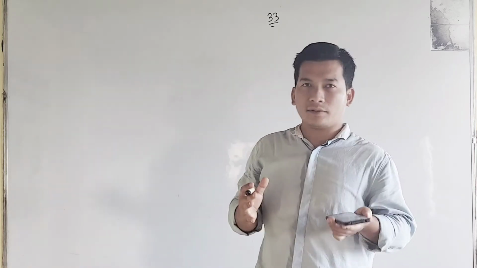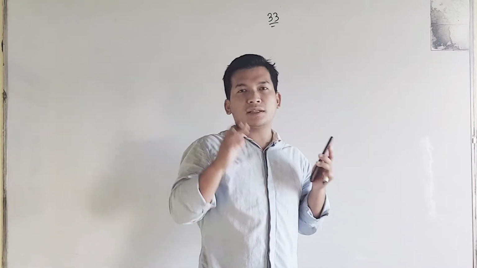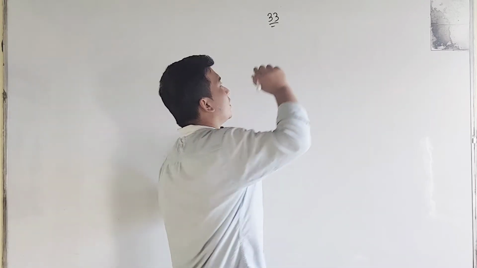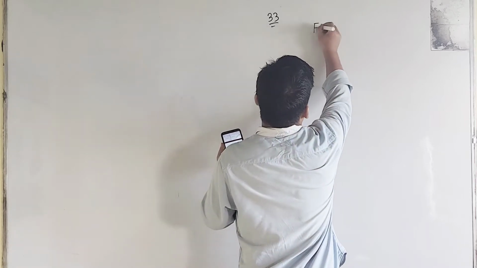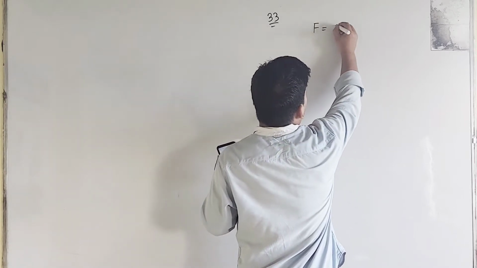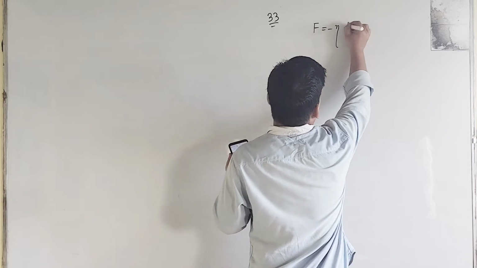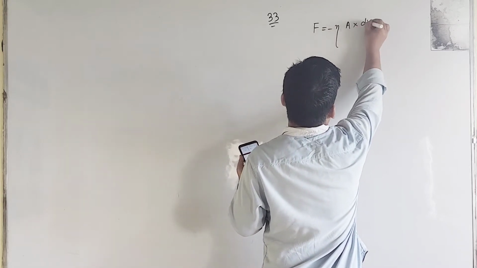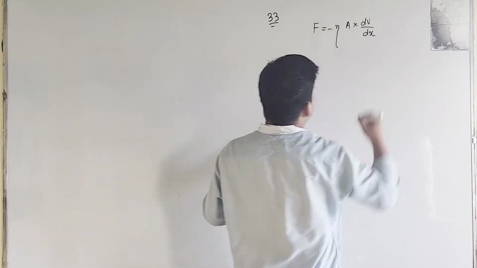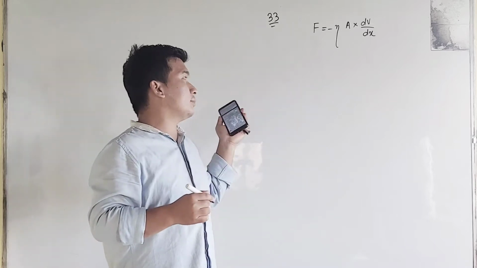this particular equation was done recently in our viscosity chapter. Newton's law of viscosity, the formula that F, the viscous force, will be equal to coefficient of viscosity, minus, this is A into this is dV by dx.